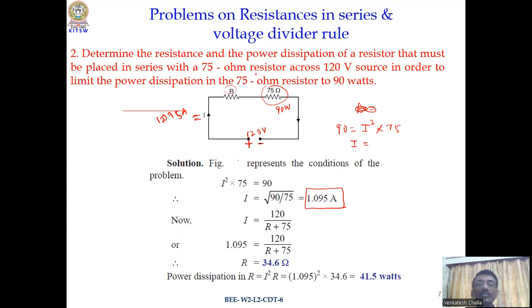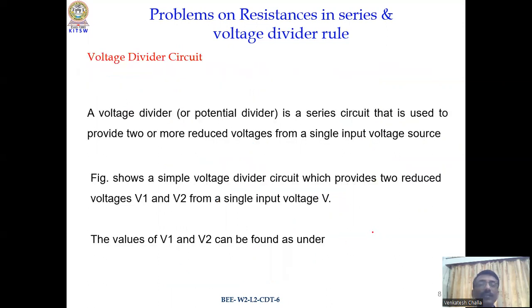Now what is asked is to determine the resistance and power dissipation of a resistor that must be placed in series with the 75 ohms. Once I get this current value, I can find this. The total current I should be equal to 120 divided by the total resistance, 90 plus R plus 75. So I can find R. R will become 34.6 ohms, and power dissipated in this resistor will be I squared into R, which becomes 41.5 watts. Please go through carefully, you can understand.